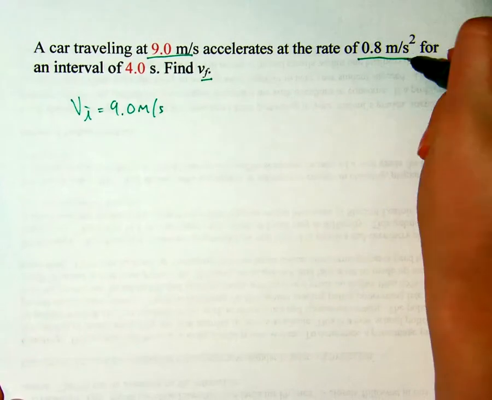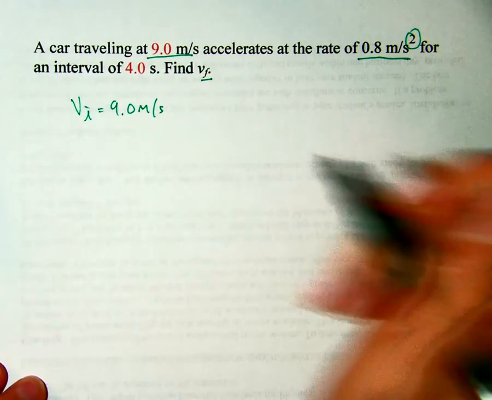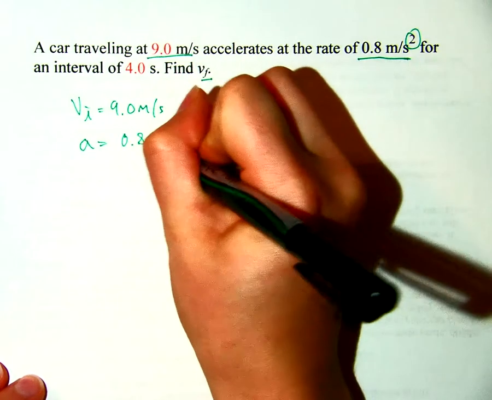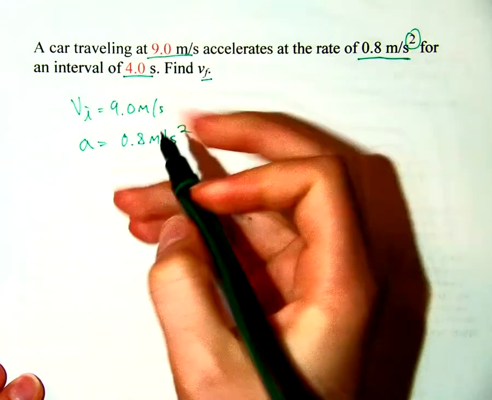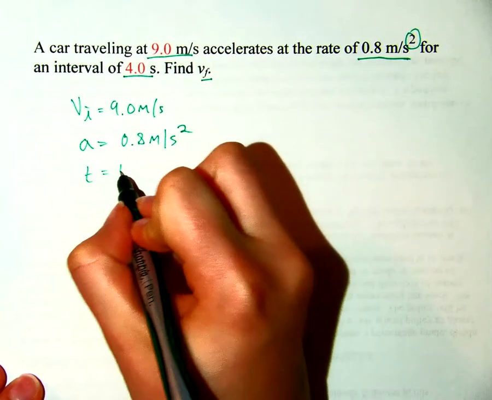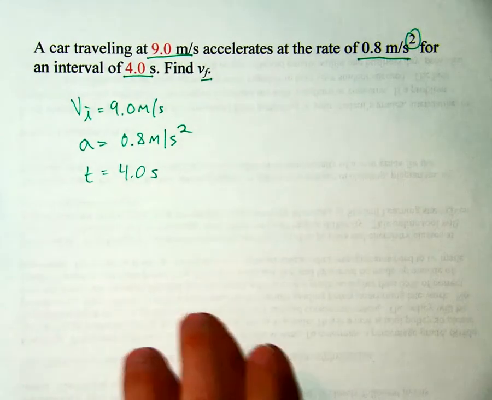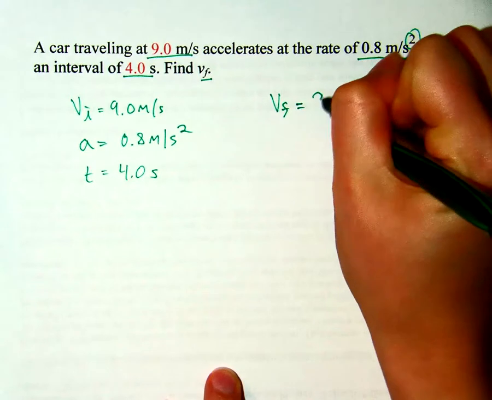Here at this value, we see the square, and that lets us know that this value is an acceleration. So our acceleration, 0.8 meters per second squared, and we always need to include that square on our units. Our last number is this 4 seconds. That's our time interval. So those are our knowns, and then our one unknown is this final velocity.